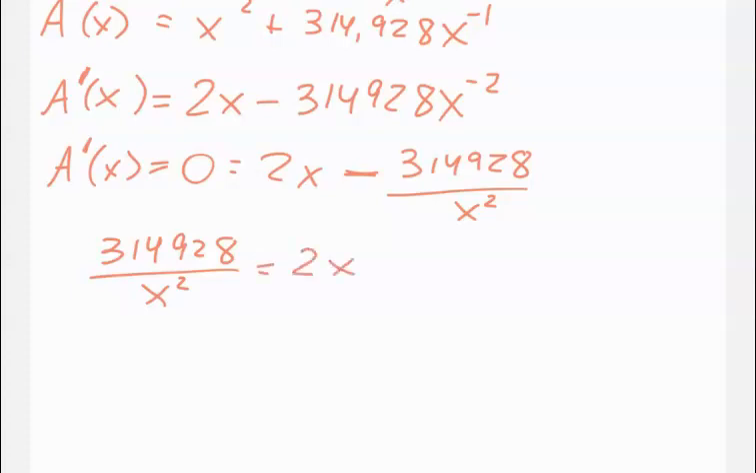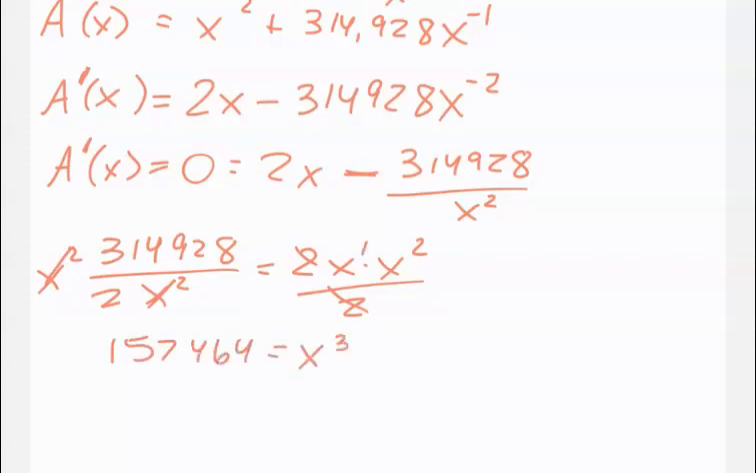And then we could divide both sides by, or multiply both sides by x squared to get it out of the denominator. Right, get that and that to cancel. We could probably also divide both sides by 2 here in a second. So this 314 number divided by 2, right, just to try to get that to cancel. So I end up with 157,464 equals x to the third. Right, this one times this one. And then I could take the third root of both sides to get x by itself.